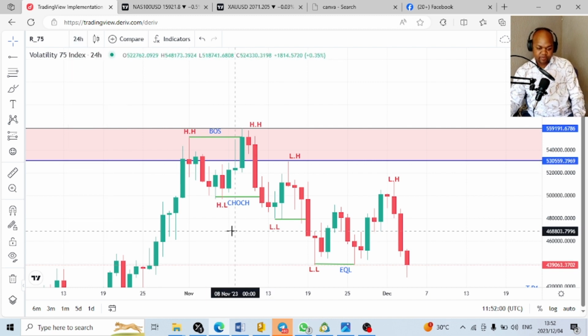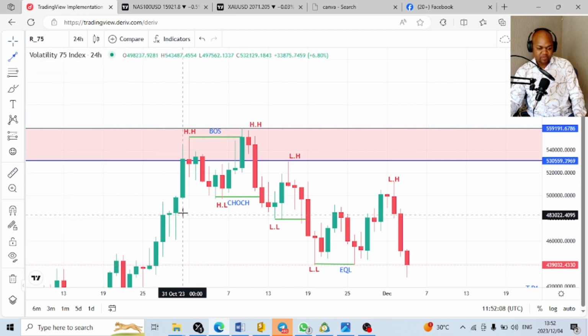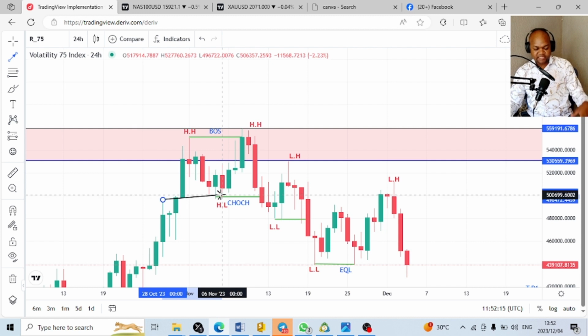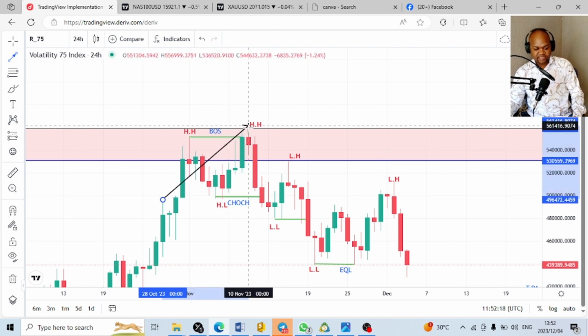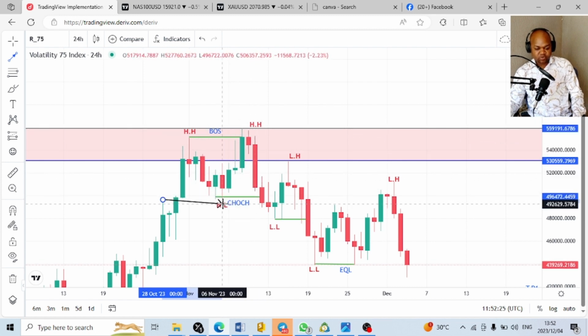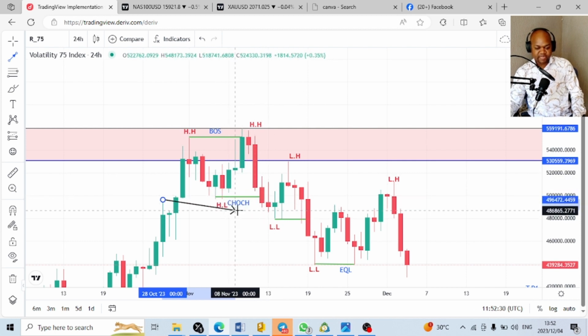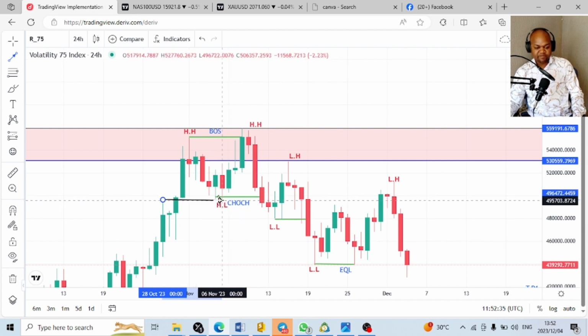We can see what took place on the daily time frame. Price continued the uptrend. Price was able to create a higher high, came down, created a higher low, then there was a break of structure and price created a new higher high. So there was continuation of the bullish trend. Now when we have price closing below this high low, we have a change of character at this particular level, because price was able to close below the previous high low.